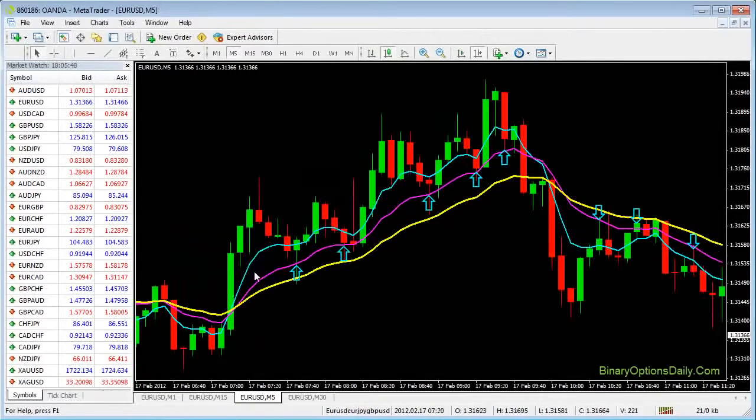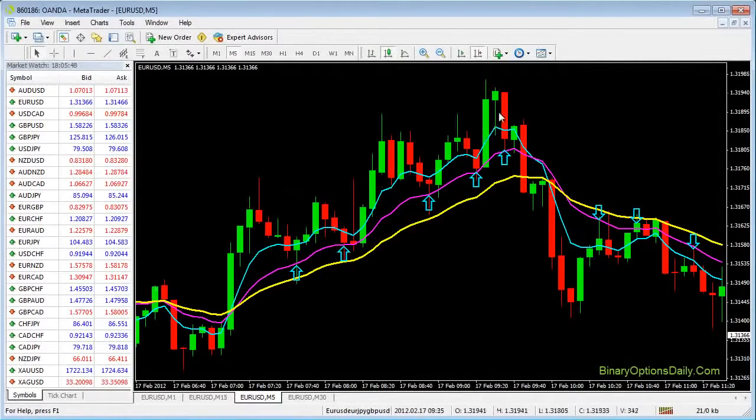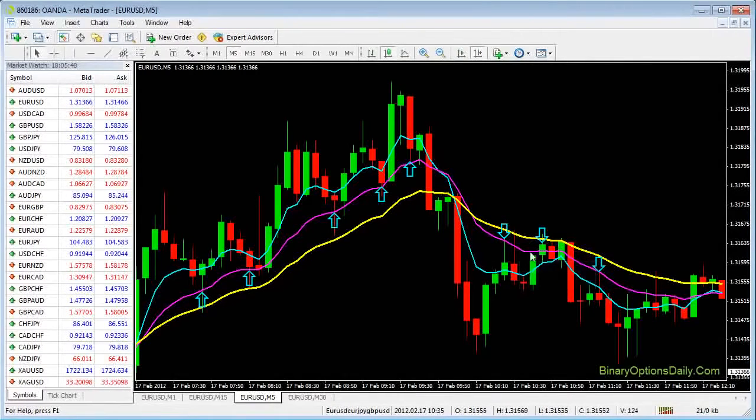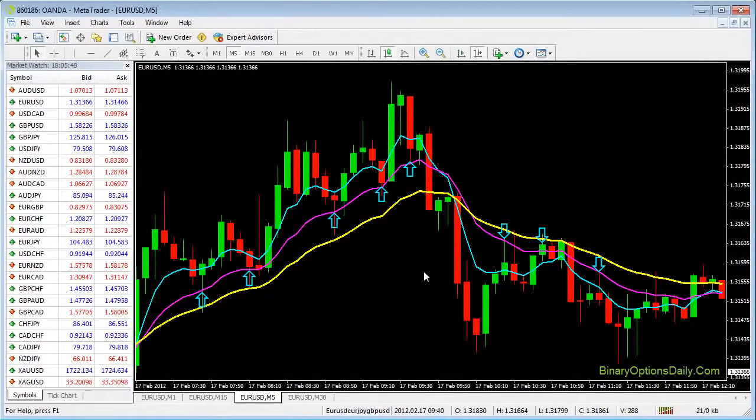So anyway, guys, I hope you have enjoyed this video, and as I said, this is really just a trend guide. If the blue is above the magenta and the 26 is on the bottom, then we'll be looking for an uptrend. And if you see the exact opposite, where the 26 is on the top, the 14 in the middle and the 6 on the bottom, then we'd be looking at it as a downtrend, and we'd be looking for puts.